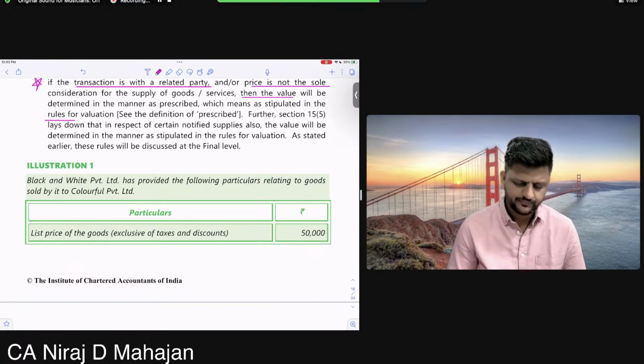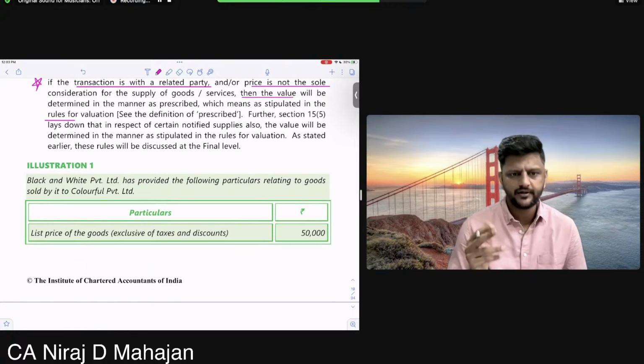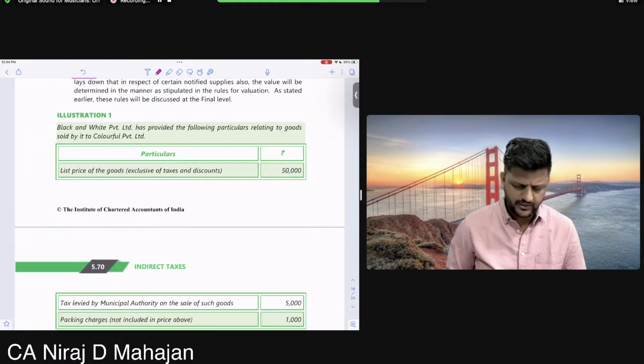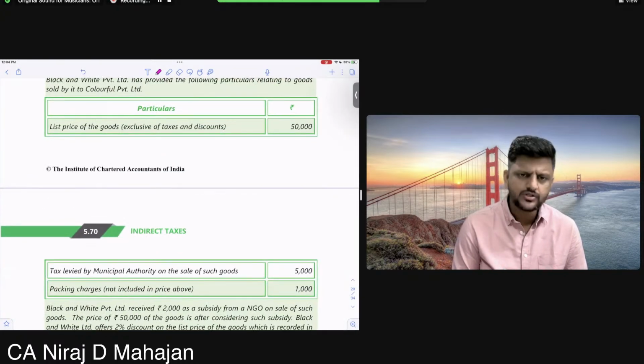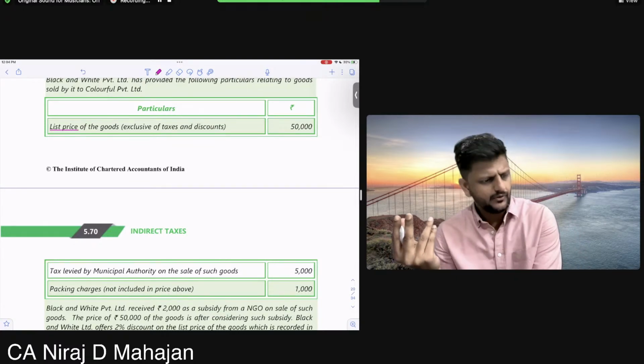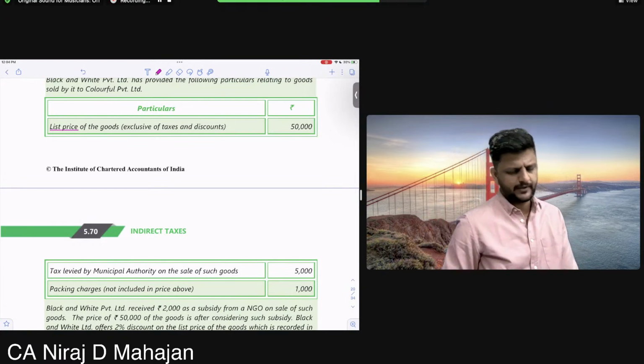These rules will be discussed at final level, so forget it. Ready? Black and White Private Limited has provided following particulars relating to goods sold by it to Colorful Private Limited. List price of the goods. Understand now. List price is your, you can say your MRP or your display price. Okay, list price.